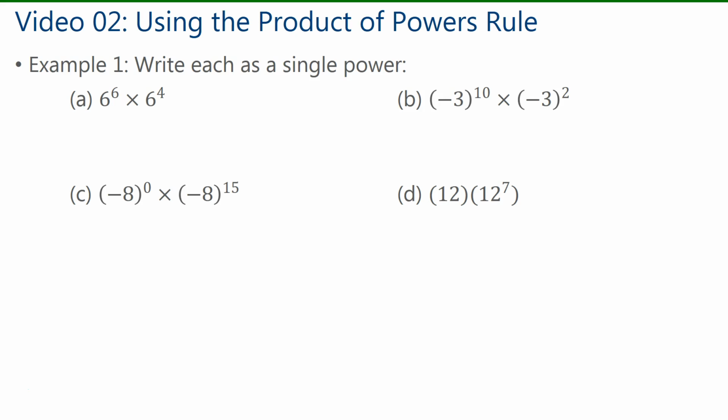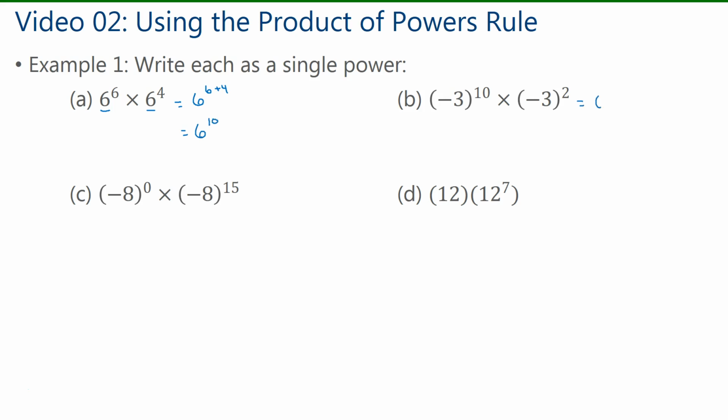So example 1, we have to write each as a single power. So we have 6 to the power 6 times 6 to the power 4. So I first note that the bases are the same, so I'm able to add the exponents together. 6 plus 4 is 10.